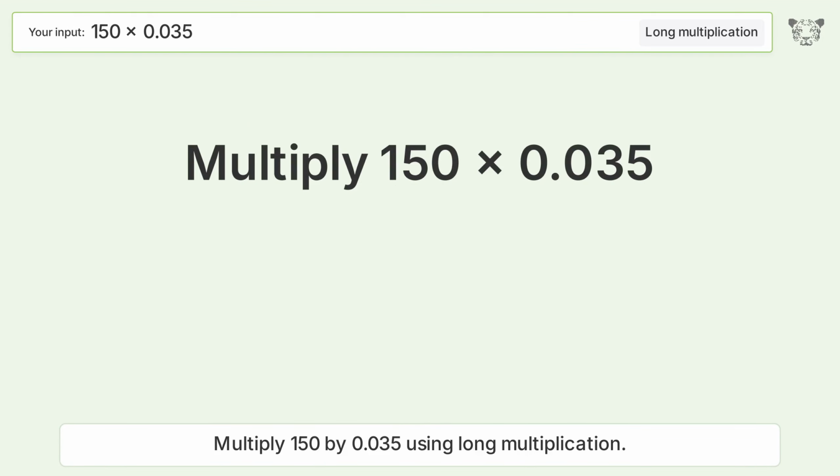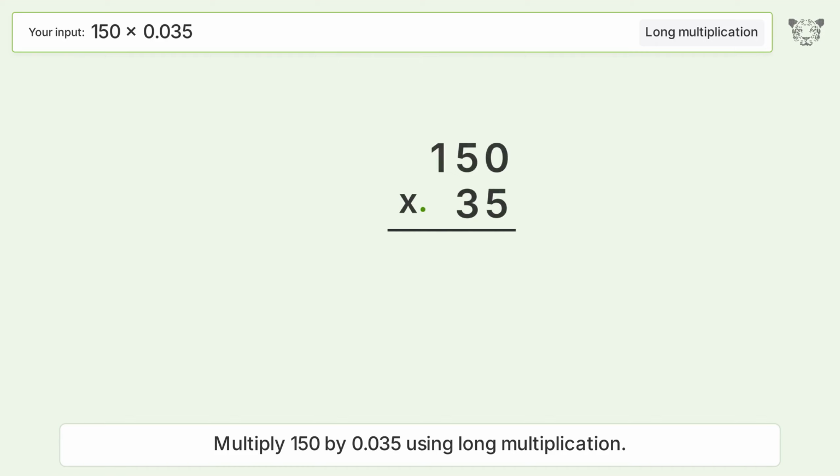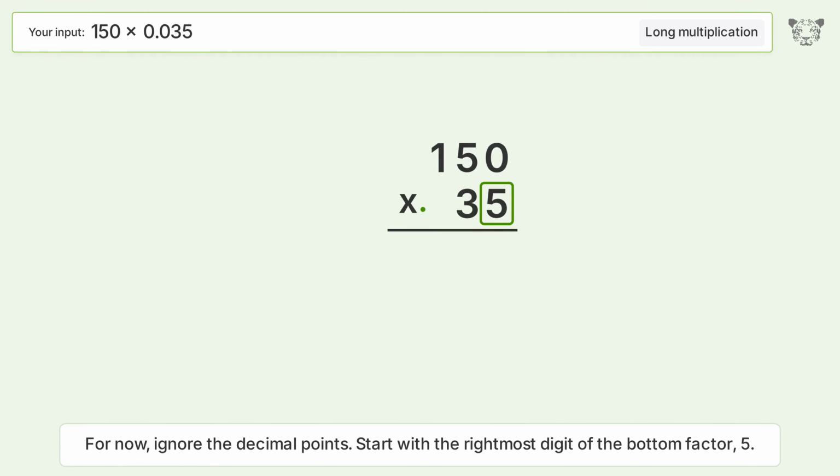Multiply 150 by 0.035 using long multiplication. For now, ignore the decimal points. Start with the rightmost digit of the bottom factor, 5.